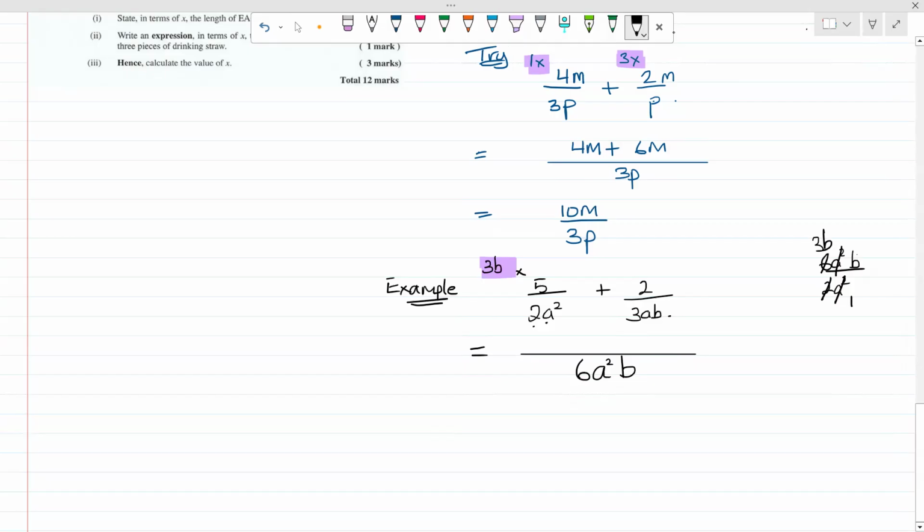Let's do the same thing with this denominator. You're taking the 6a squared b and dividing it by 3ab. Do one thing at a time. 3 into 6 is going to give me 2. a into a squared will give me a. b into b will cancel out. So I get 2a here to multiply by 2.